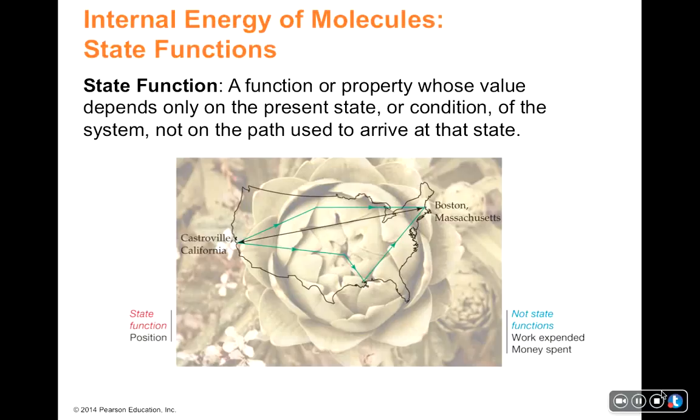We define a state function, this is something new here in this chapter, as something whose value depends only on the state or condition that it is in, not on the path it used to arrive at that state. So they give an example here of a map: your position on the map is a state function, but things that would not be state functions would be any work you expended or money that you spent traveling from one place to another. Those would not be considered state functions. But the position itself is, because it only depends on where you are right at that moment, not on the path you used to arrive.